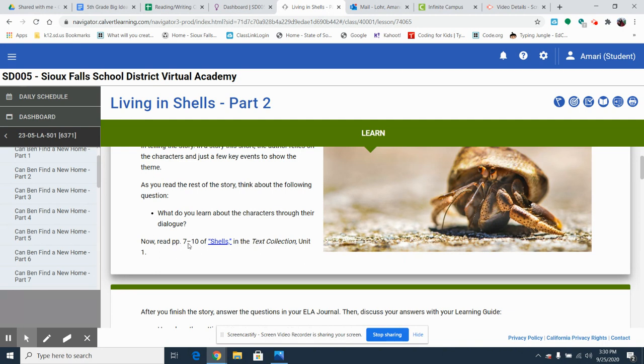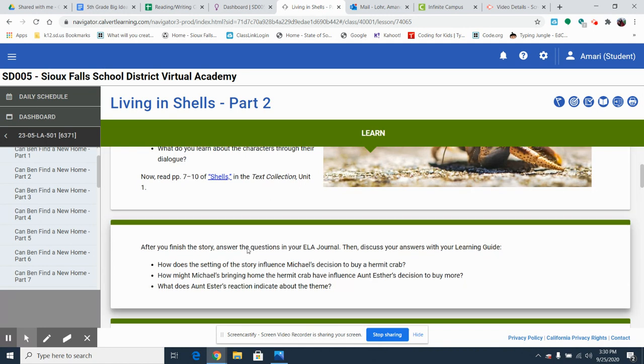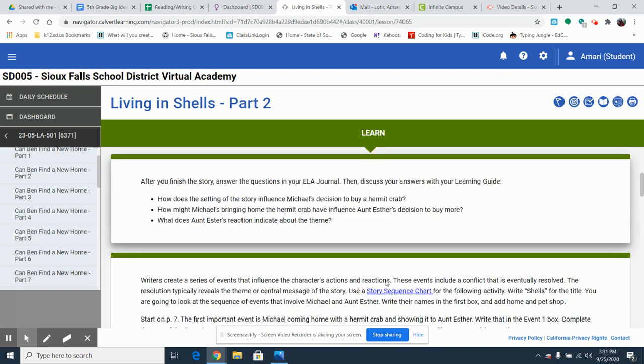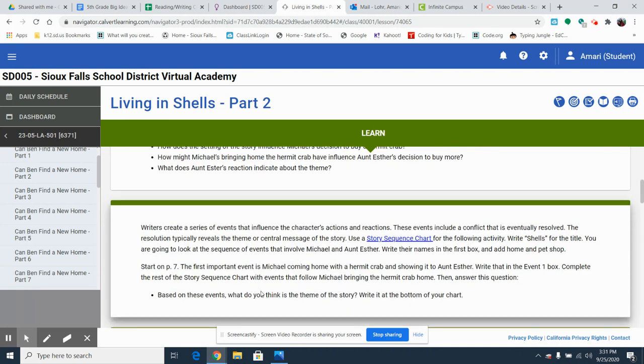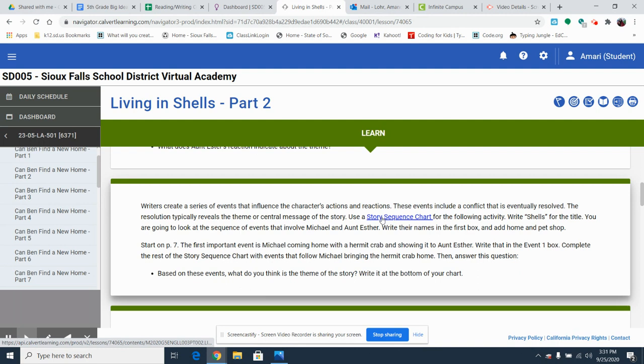Now read pages 7 through 10 of Shells. After you finish the story, please answer these three questions in your ELA journal. The next section, you are going to be completing a story sequence chart. You are supposed to draw a chart, write Shells for the title, and look at the sequence of events that involve Michael and Aunt Esther. Write their names in the first box and add home and pet shop.